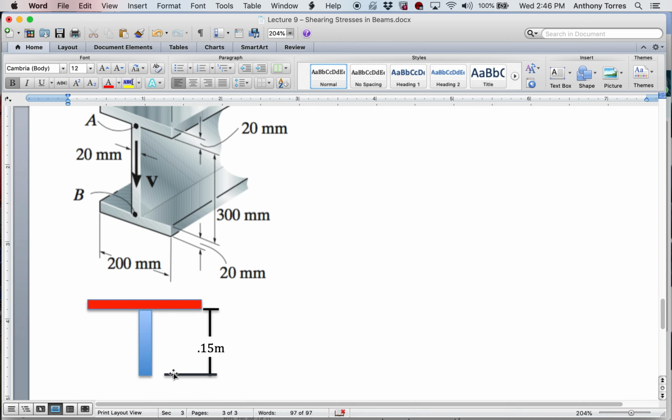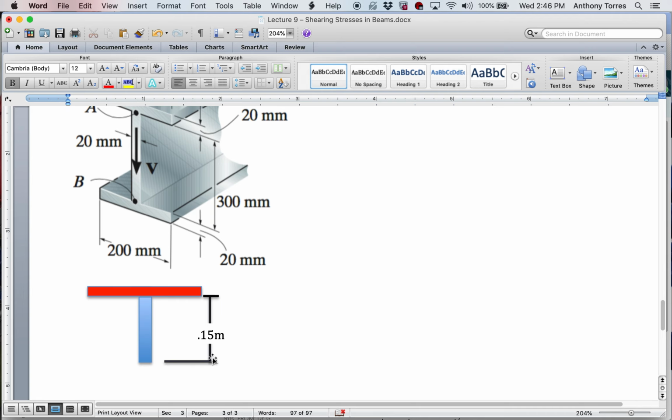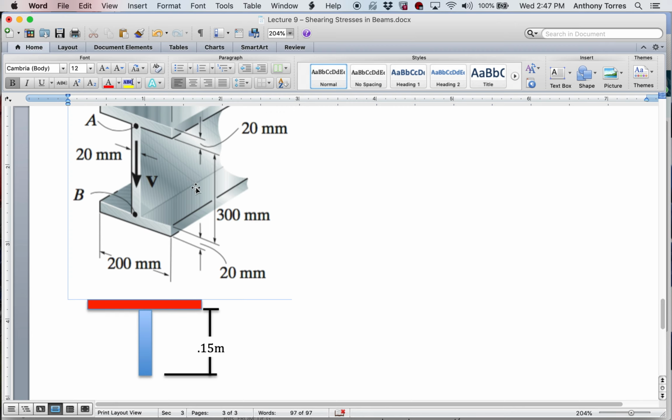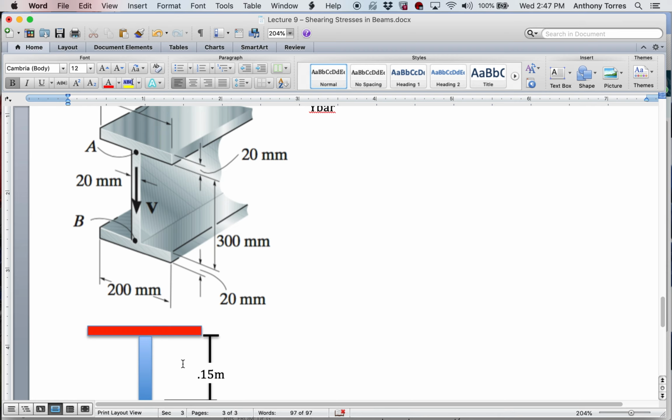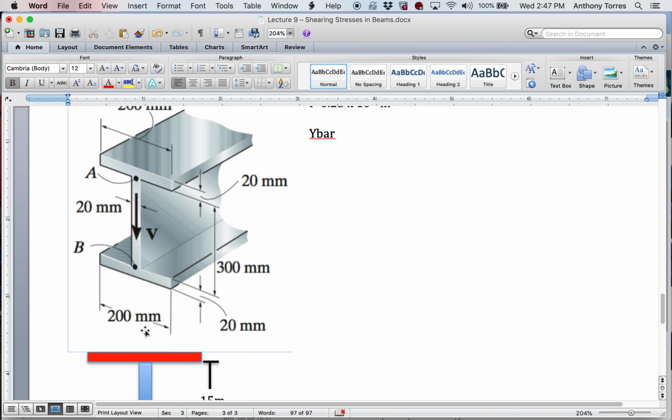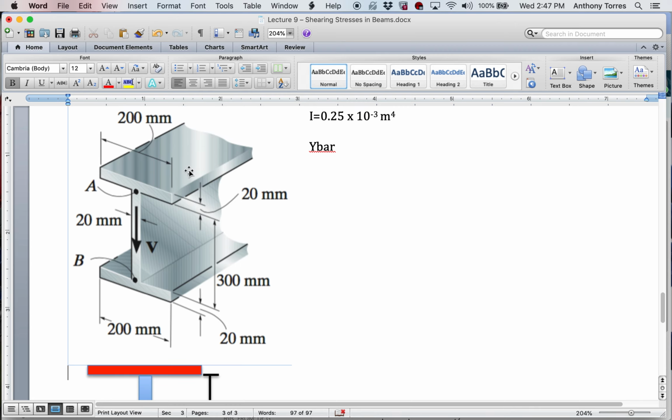Y bar from the centroid. The centroid is in the middle. These guys are symmetrical, so it's just going to be in the middle. I've drawn half of the shape, and 0.15 is up to that point A. I got that by just doing 300 millimeters divided by 2, which gave me 150 millimeters, and converted it to meters. Okay, so the y bar from here to the point in the middle is 0.15 plus half of the thickness of this flange. And the thickness of this flange is 20 millimeters.